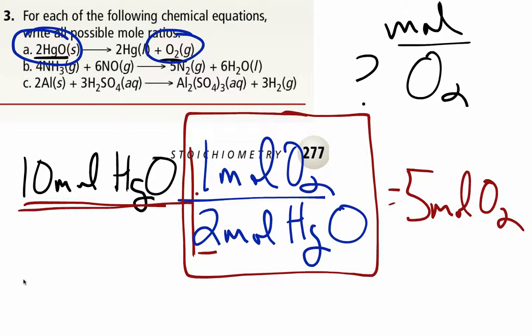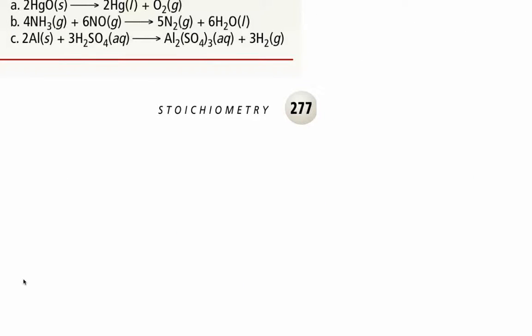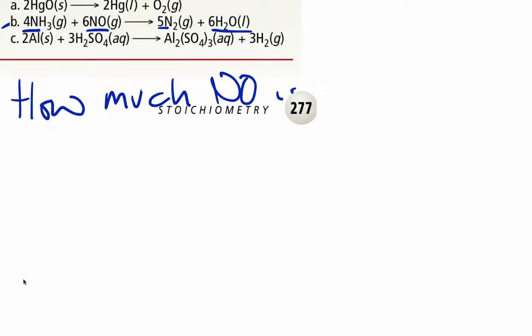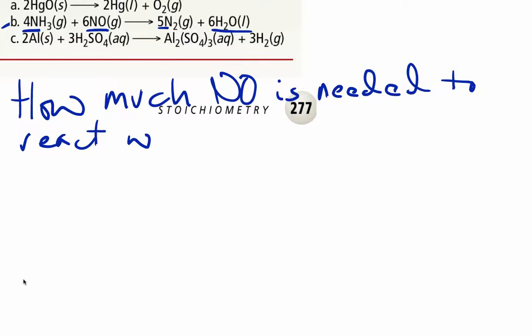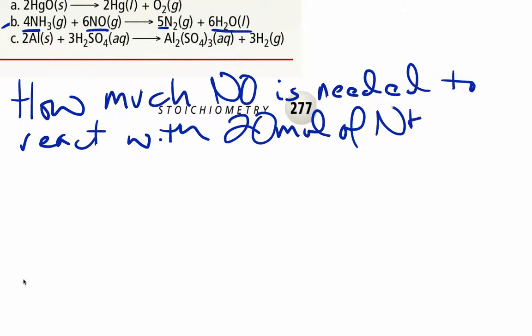Let's clear it. Let's try something else. How about number 2? So we have ammonia reacting with some nitrogen monoxide, making nitrogen gas and water. So maybe our question would be, how much nitrogen monoxide is needed to react with, say, 20 moles of ammonia?